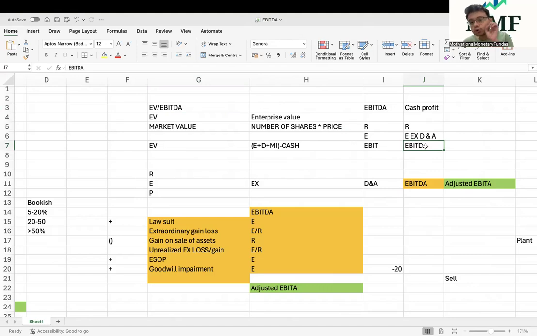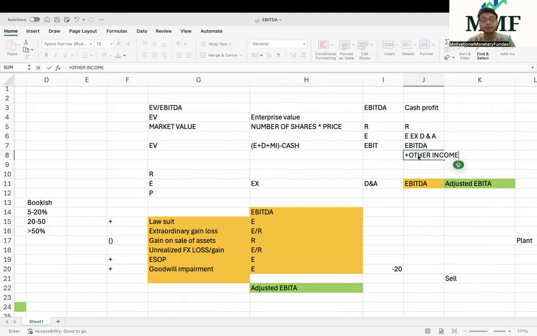For all of those who believe that other income is a part of revenue, no. Other income is something which is added after EBITDA. Other income is something which does not arise from the core operation of the business.